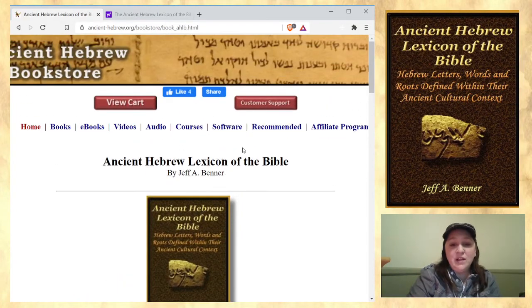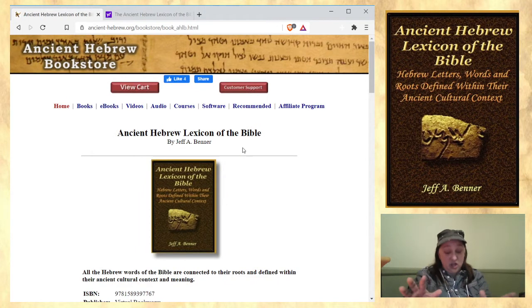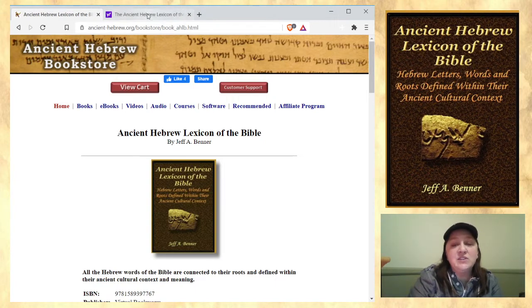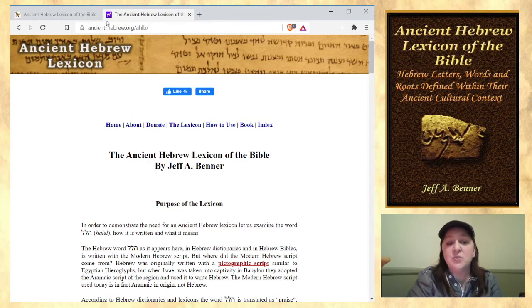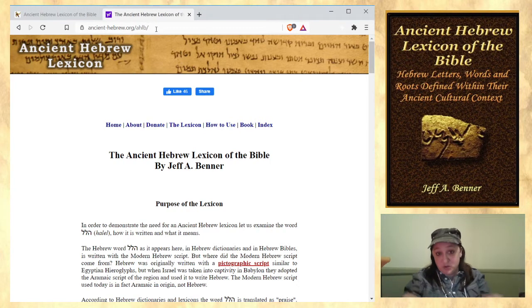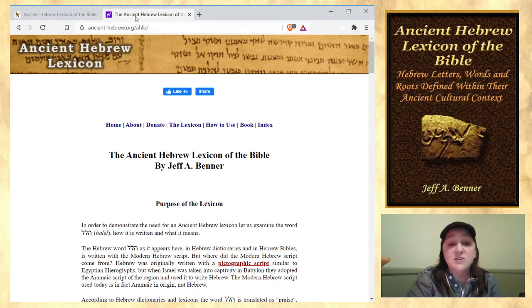So now let's just find out a little bit more about this book before we actually look at the entries for the words. So to get to the main lexicon page, you're going to want to go to ancient-hebrew.org/AHLB. Don't worry, I'll put these links in the description below for you. That's kind of the main page for this lexicon.